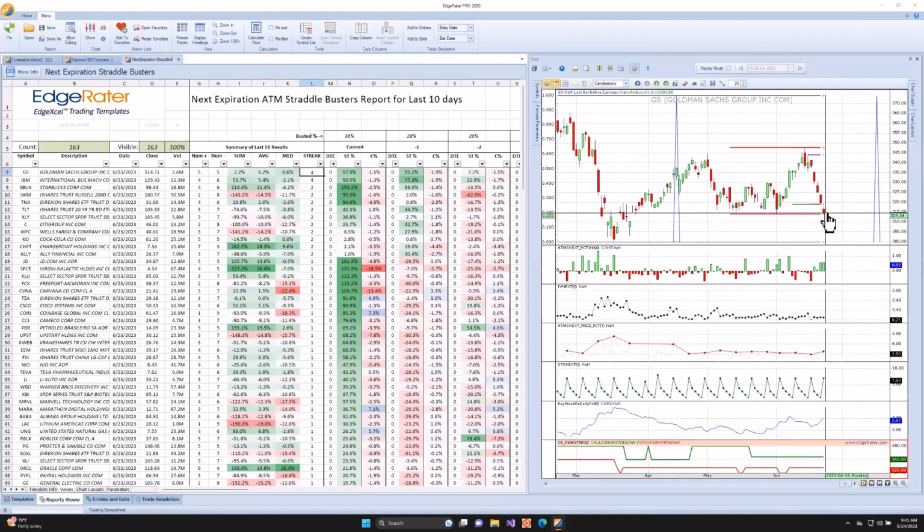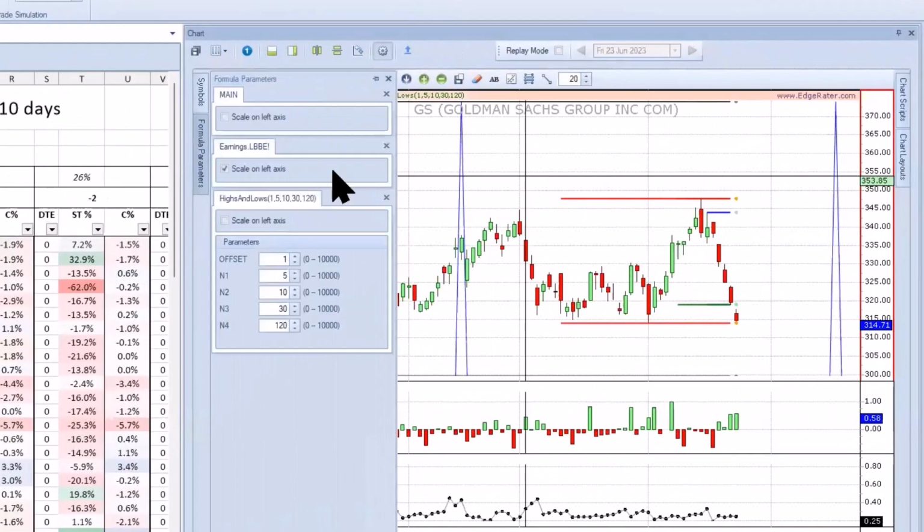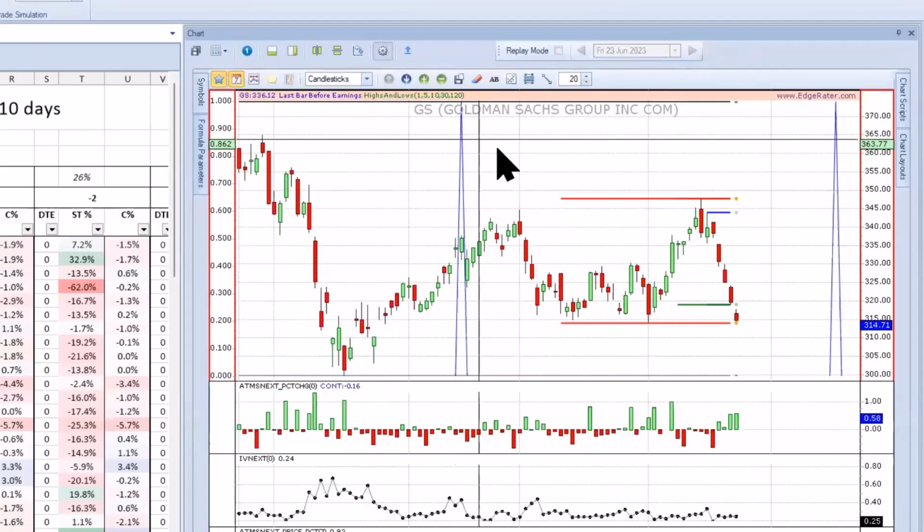We can see here that also with Goldman Sachs, you are down to a low, this low that was achieved here. It's one of my new favorite indicators for charts, the highs and lows indicator. If you look in your formula parameters over here, there's a new indicator called highs and lows. And it's basically drawing a line from the 5, 10, 30, and 120 highs and lows. That's periods. So 120 periods, 6 months, essentially.